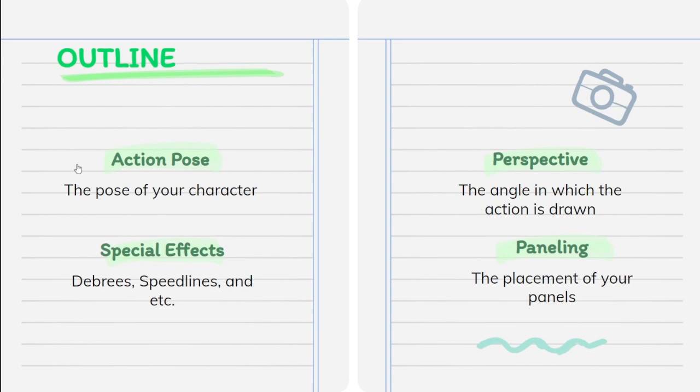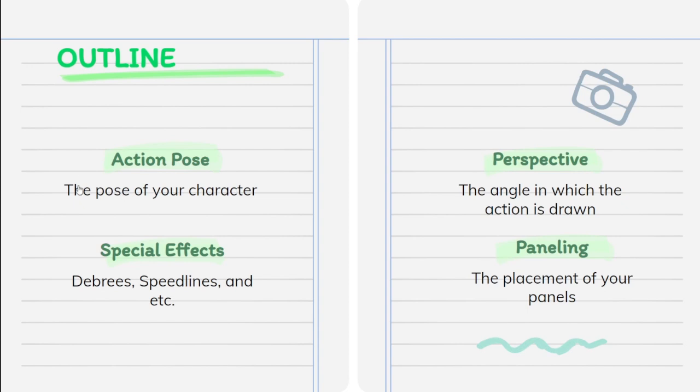So these are the topics that we will be discussing. There is action pose, which is the pose of your character, special effects, which are debris, speed lines, and more, and perspective, the angle in which the action is drawn, and also paneling, which is the placement of your panels.